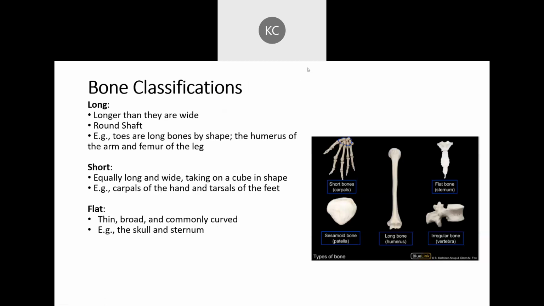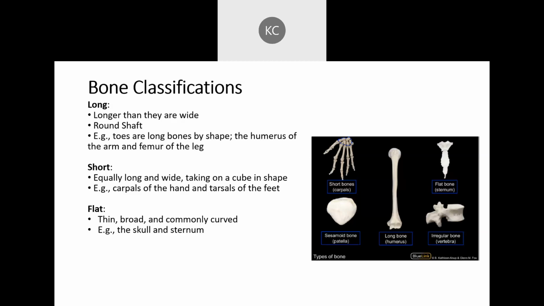So our long bones, as we said, are longer than they are wide. These are going to be things like our humerus, our radius, our ulna, the bones that you see in your forearm, the bones in your upper arm, the bones in your thigh, and the bones in your leg, below the knee. These are all examples of long bones. Think of something like the femur, humerus, radius, ulna, tibia, fibula. All of these are examples of long bones.